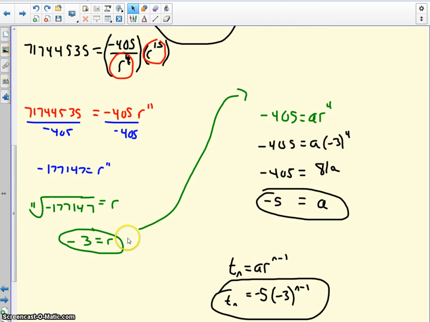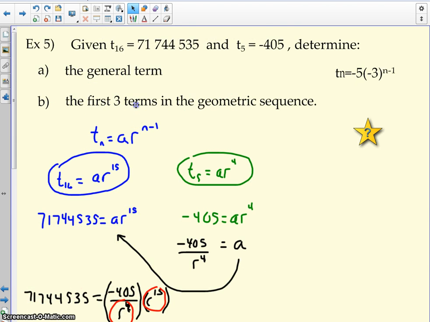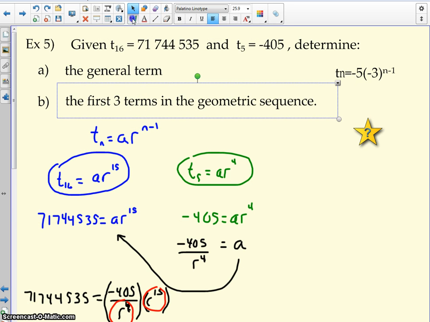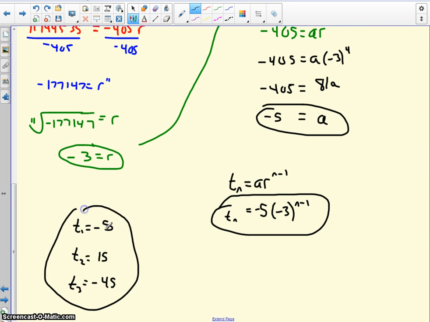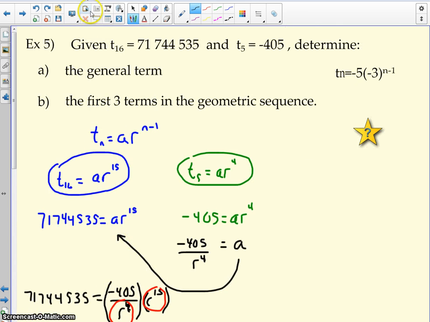Okay, once I have that, I can quickly find out my first three terms. For my first three terms, I already discovered down here that my a was negative 5. If my r is negative 3, I'm going to multiply that by negative 3. So negative 5 times negative 3 is positive 15. And then to get my next term, 15 times negative 3 is negative 45. So there are my first three terms of the sequence, and now I've solved part B as well.